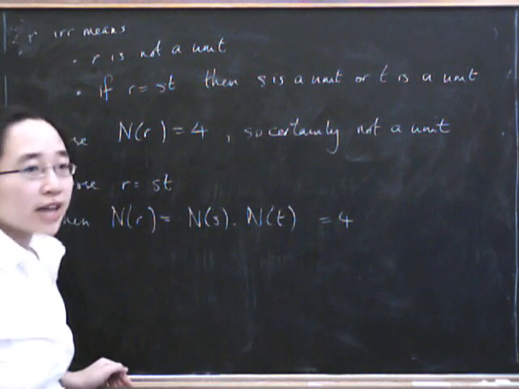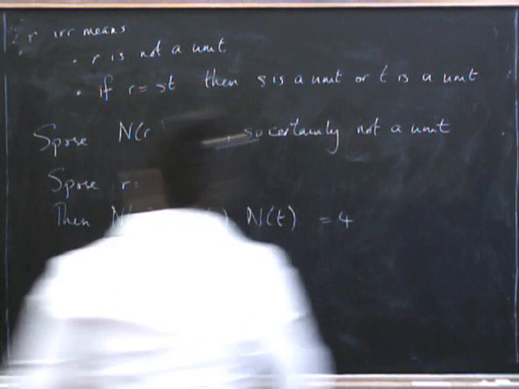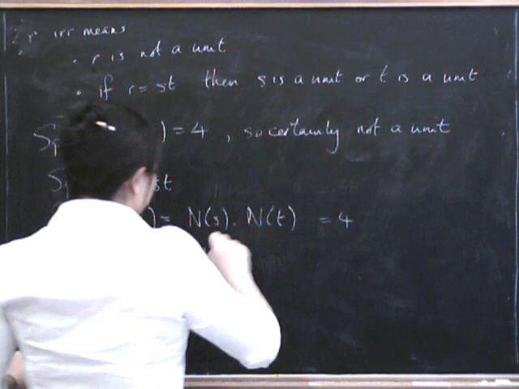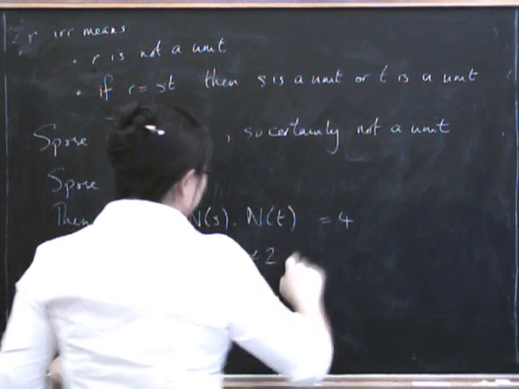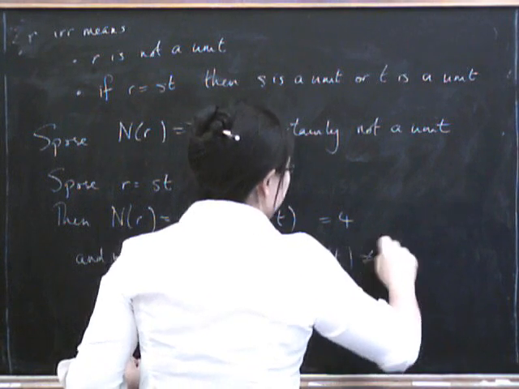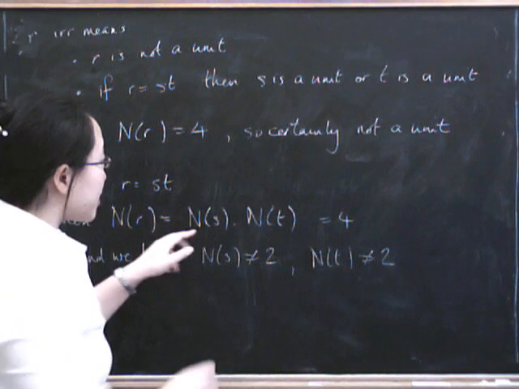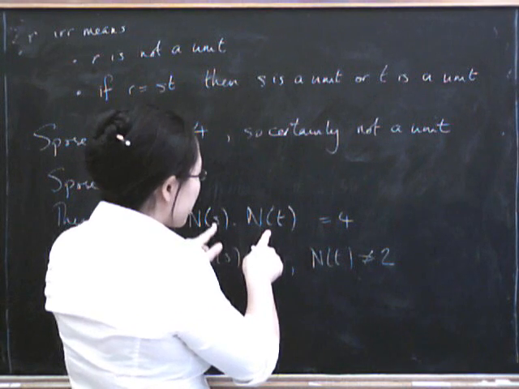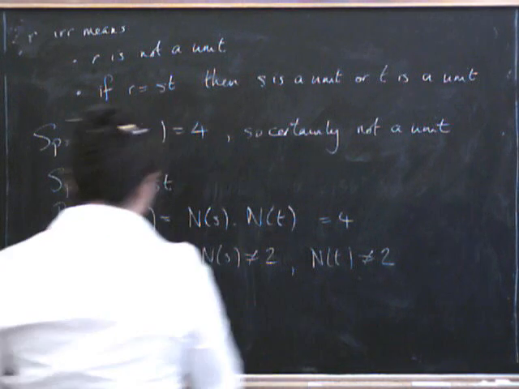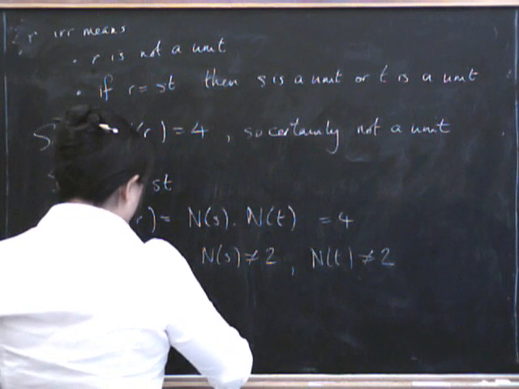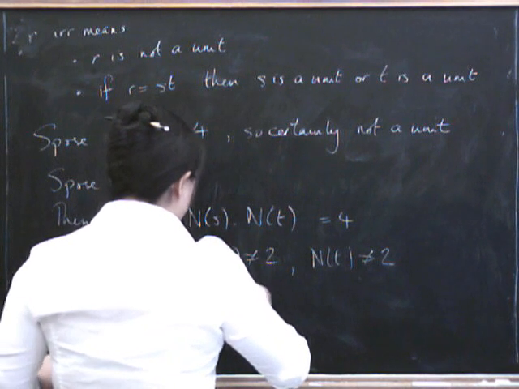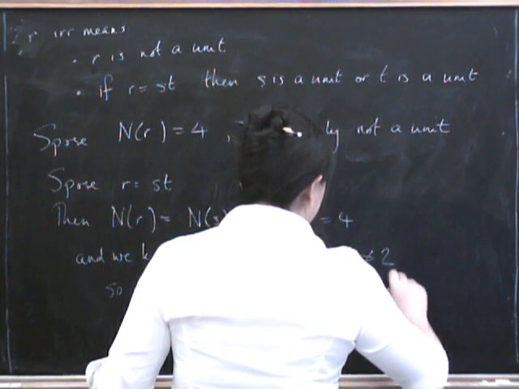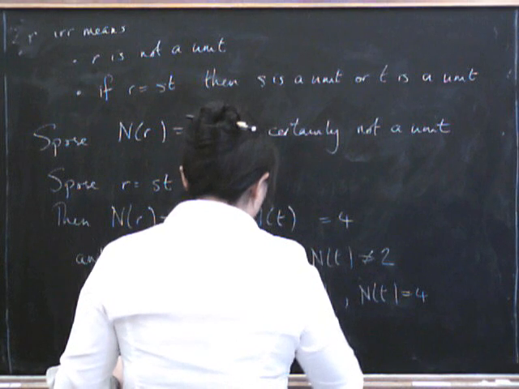And we know that the norm of S and the norm of T do not equal 2. By the previous part of the question, the norm of S can't equal 2, and the norm of T can't equal 2. So because 4 is 2 times 2, the only other possibility is that these equal 1 and 4, or 4 and 1. So we must have the norm of S equaling 1 and the norm of T equaling 4, or the other way around.